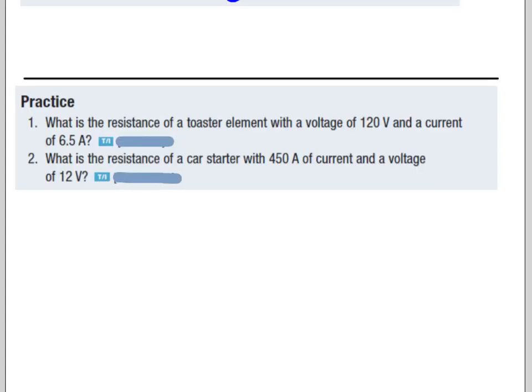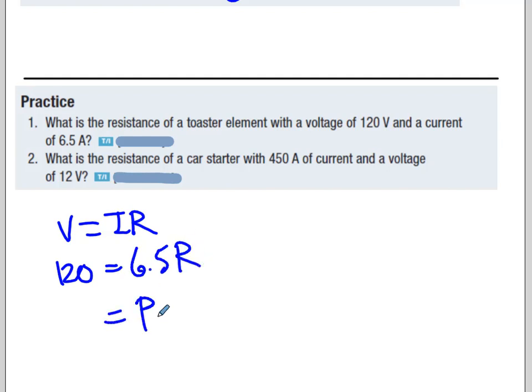Okay, so let's have a quick look. First one, what is the resistance of a toaster element? So V equals IR is how I always remember them. I don't memorize both forms. I know voltage is 120. Current is 6.5, so I'm solving for R. So I'm just going to divide both sides by 6.5 and get 18.5-ish. And that is measured in ohms. So 18 ohms.